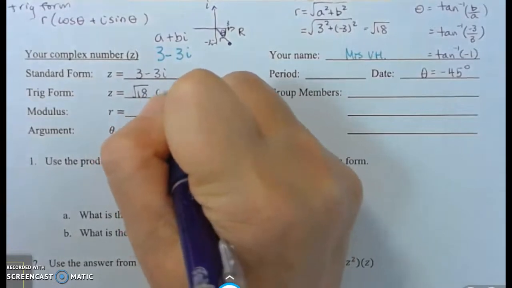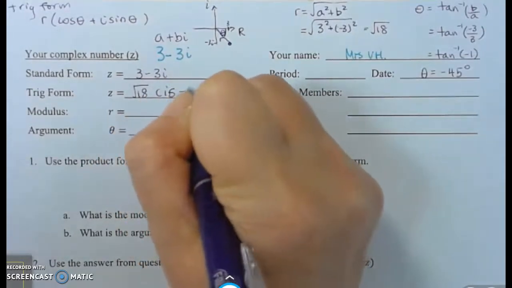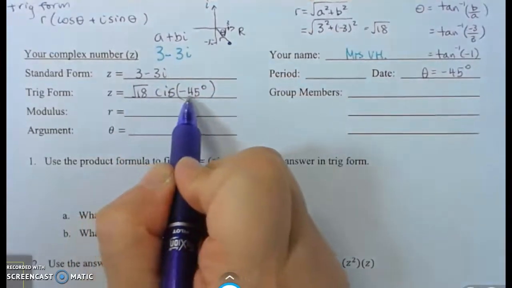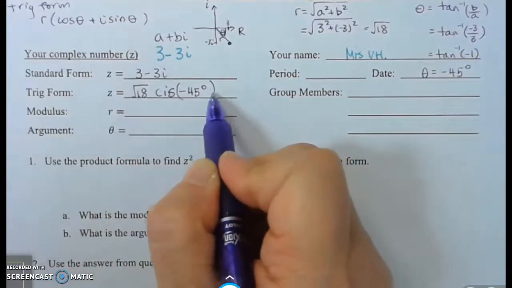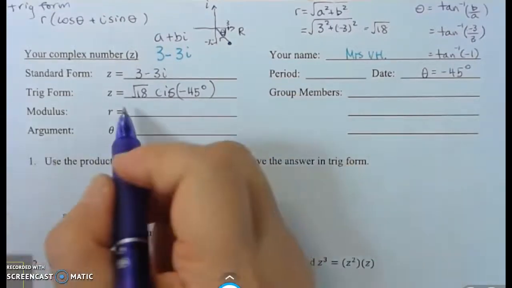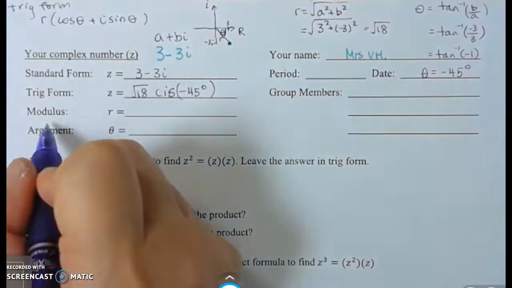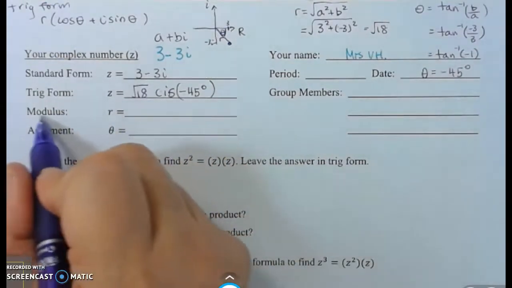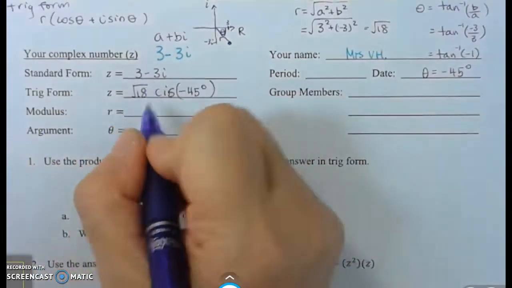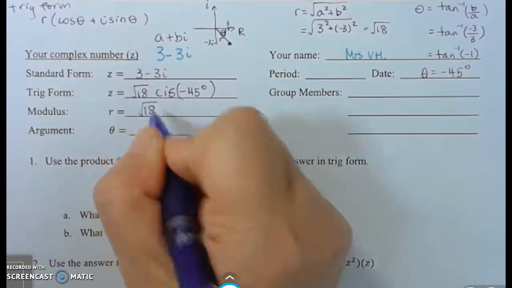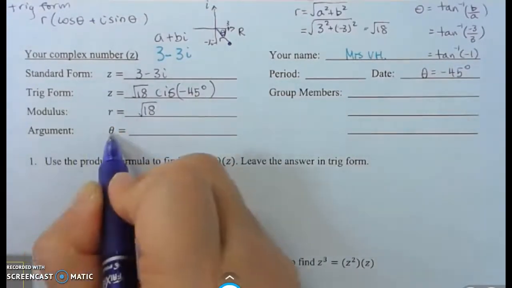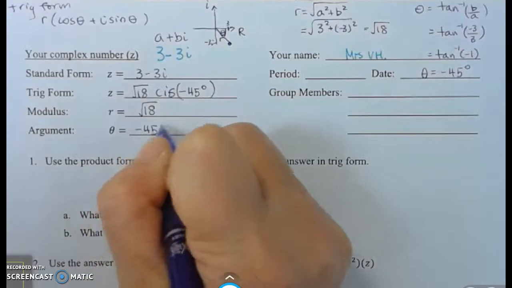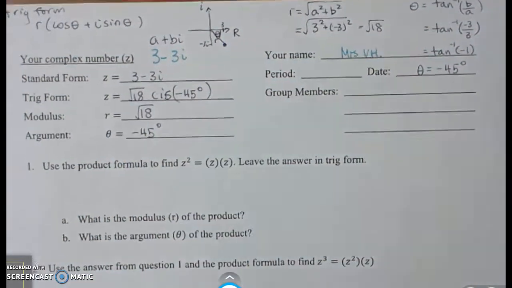So I can write it in shorthand form, cis -45 degrees, which just means cosine of -45 degrees plus i sine of -45 degrees. All right, so modulus. This is a word we haven't used very often. Modulus is another name for radius, r. So when I ask what the modulus is, it's asking for r, and in this case, square root of 18 is my modulus. Argument is another name for the angle measure theta. So the argument is -45 degrees.